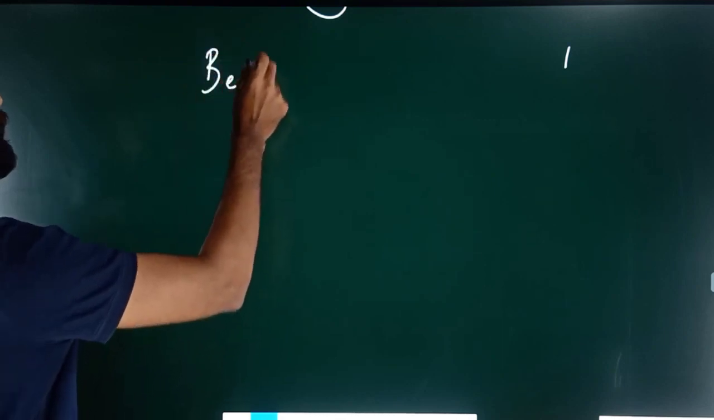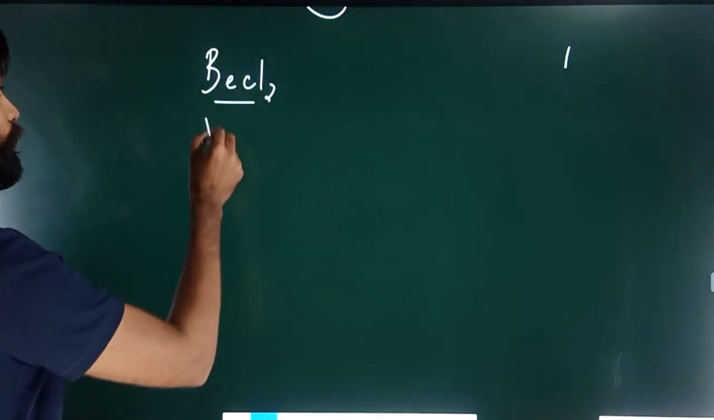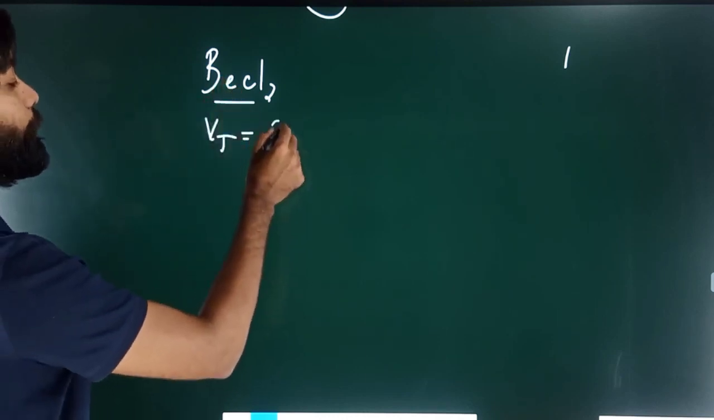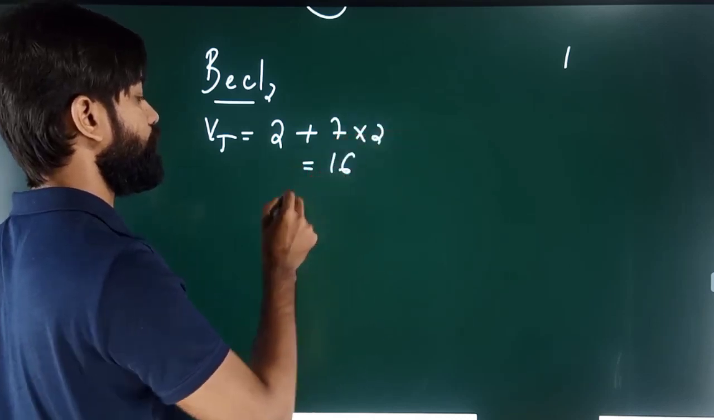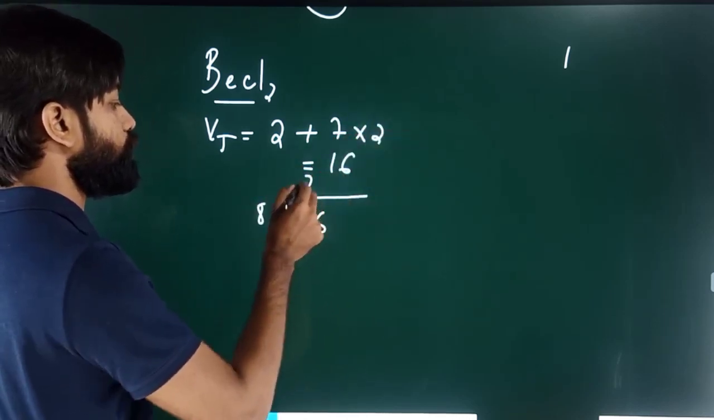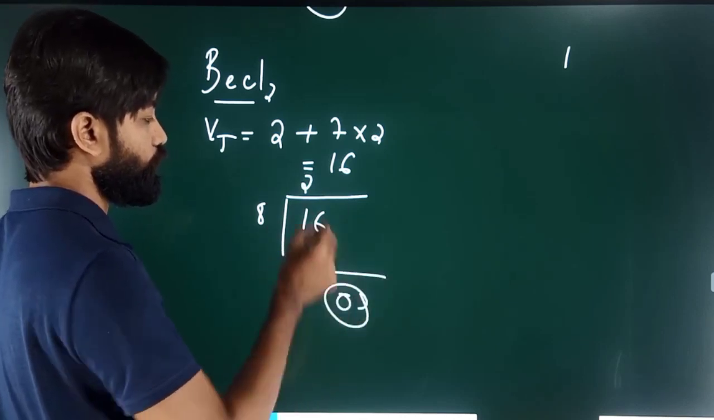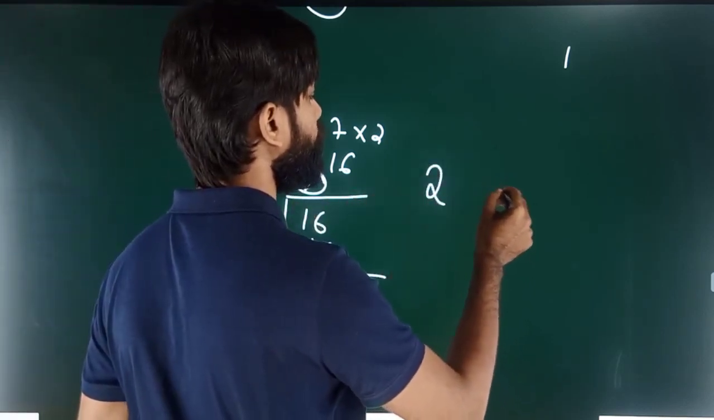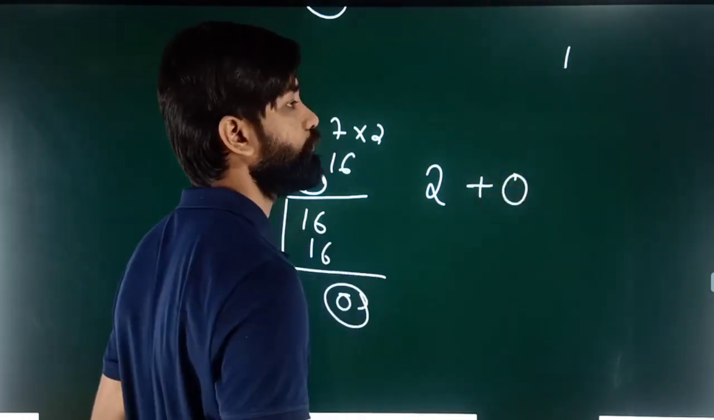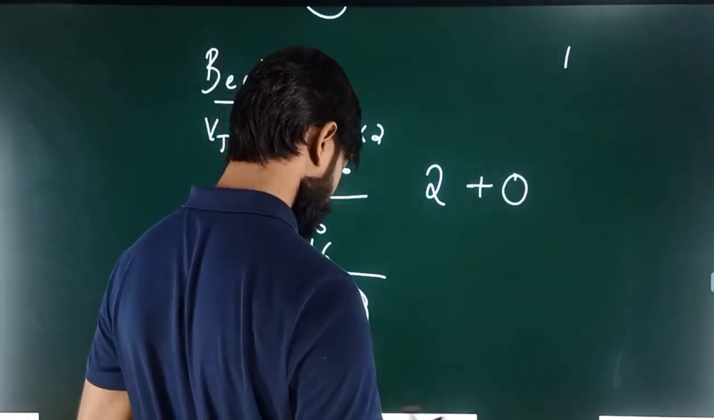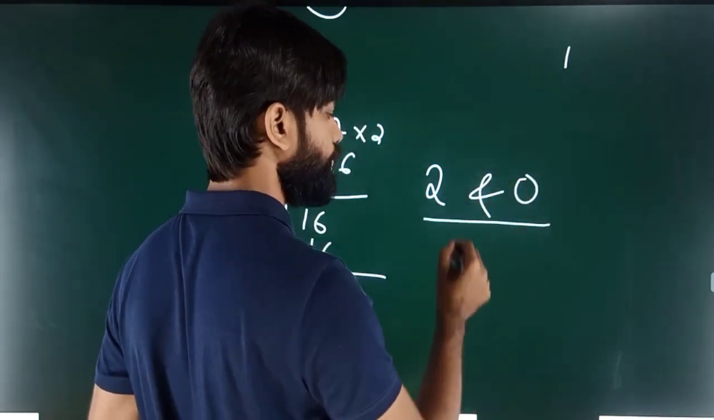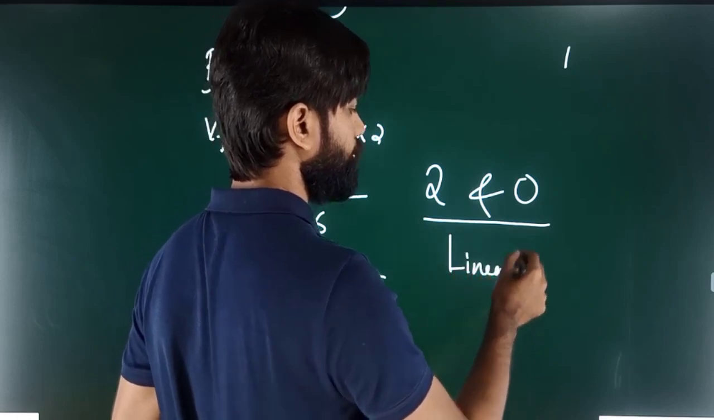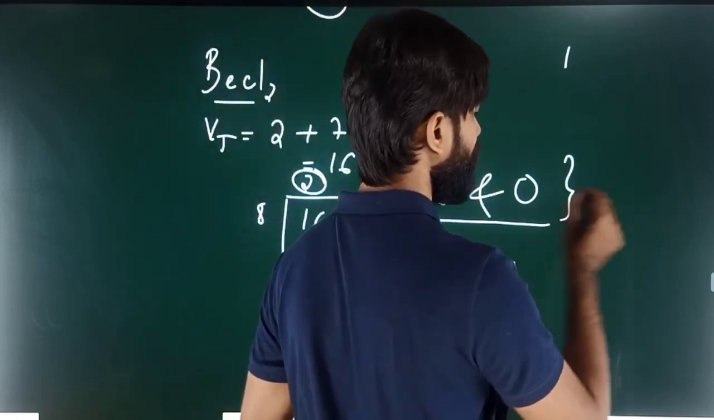Okay. Next example, BeCl2. Total valence electron, beryllium 2, second group element, chlorine 7 into 2. So the total is 16. Once again the 16 divided by 8, 2, 16, remainder 0, 0 lone pair, 2 bond pair. So this is a category of 2 plus 0. So the shape is linear. 2, 0 linear. Hybridization sp.